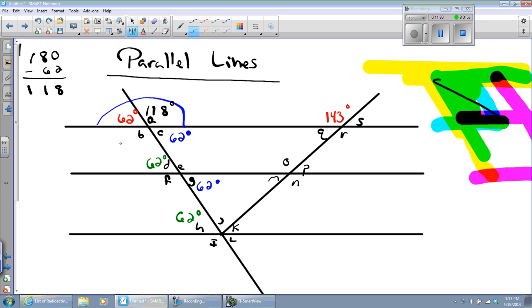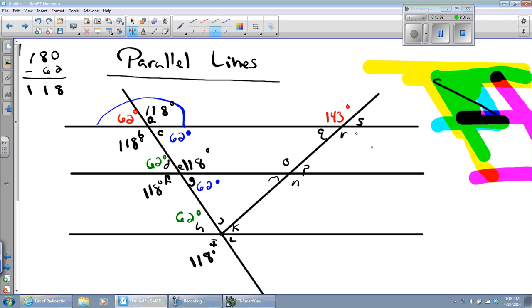Now B and A are vertical to each other, so that makes B 118. B and E are alternate interiors. See the backward Z, 118 degrees. Okay, now I could go B and F are corresponding. That'd be 118. Okay, now I can't do J right off the bat. I can use supplementary angles here, 118 degrees. I'm going to come down over here and see if I can fill out some of these, and then that'll allow me to figure out J and K.